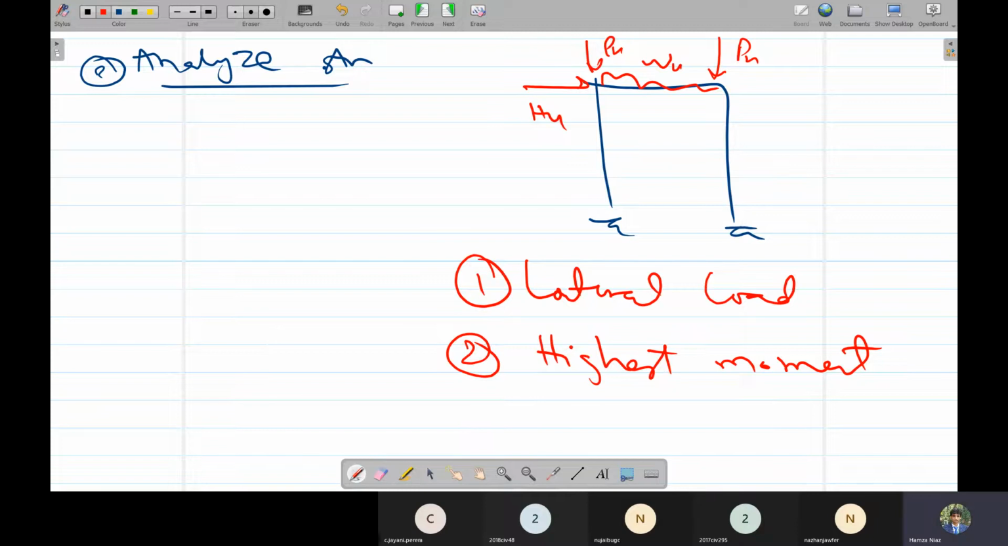We can analyze for both load combinations, but simply for faster work, we can directly use load combination 2 because it contains the lateral load. Load combination 1 has no lateral load.